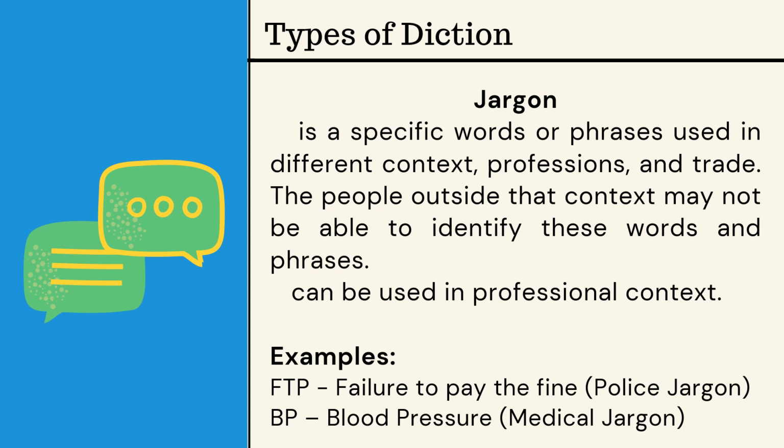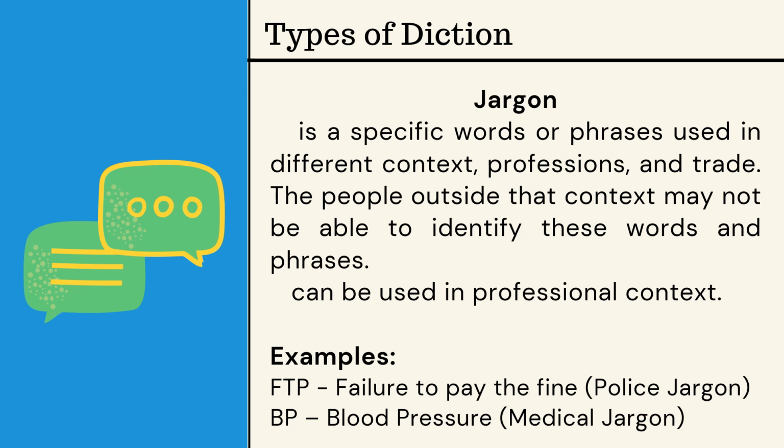Well, jargons, I think you already know this. We have already mentioned this in EAPP before, at least as I am aware of it. So, jargon is specific words or phrases used in different contexts, professions, and trade, meaning it is professional terms depending on what profession you are talking about. For example, FTP, failure to pay the fine, is a police jargon. BP, blood pressure, is a medical jargon. School form number 1 is teacher's jargon or school jargon.